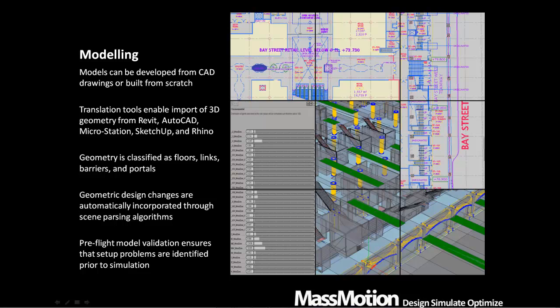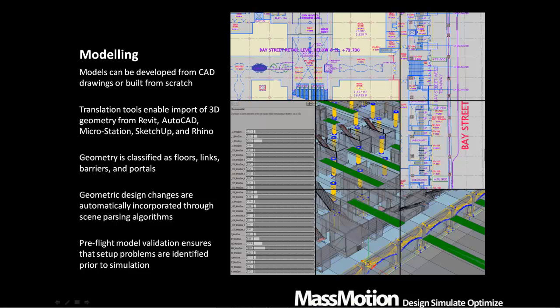Once the model comes into MassMotion, the geometry is then categorized into different types. So floors, where the agents walk; links, which can be doors, ramps, stairs, escalators, and so on between the floors; barriers, which sit on the floors and generally get in the way; and portals, which are start and endpoints, origins and destinations of the agents, but can also act as waypoints as the agents pass through the model.